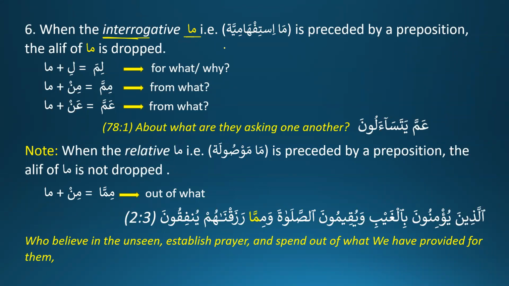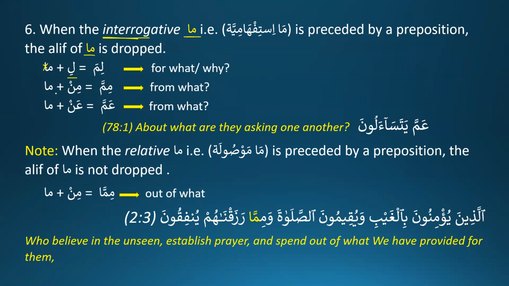And now we have another type of ma, which is ma istifhamiya, but there is a change that takes place over here. When the interrogative ma, that is ma istifhamiya, is preceded by a preposition, the alif of ma is dropped. For example, li plus ma becomes "lima". So what happened? The alif has been dropped. Why has it been dropped? Because of the harf jar li: lima. For what? For why?